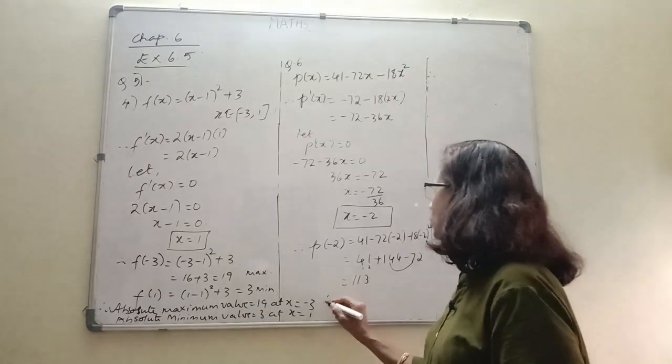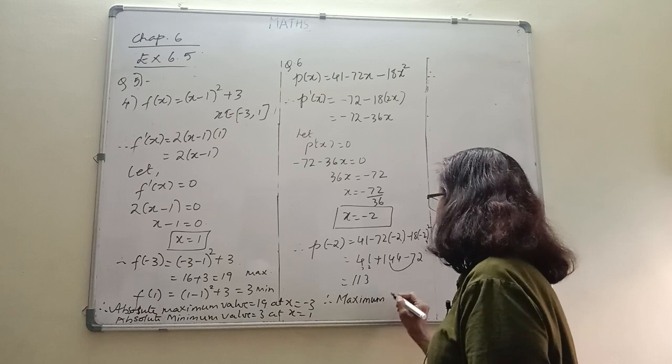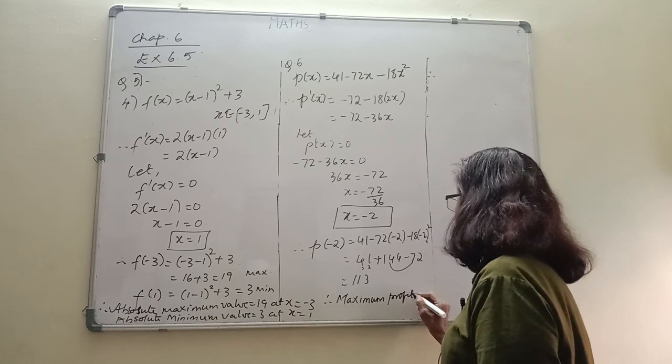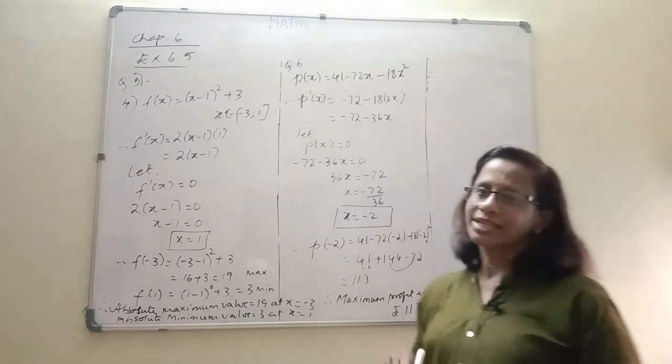So we can write, therefore, the maximum profit is, we'll assume that it's rupees, rupees 113. So that's all for this question.